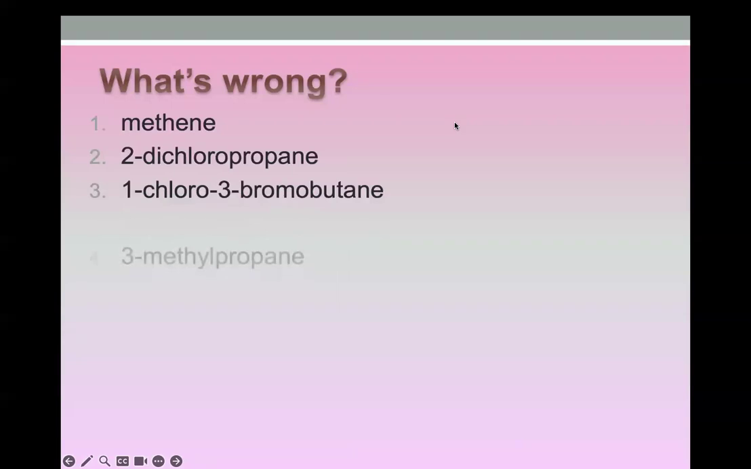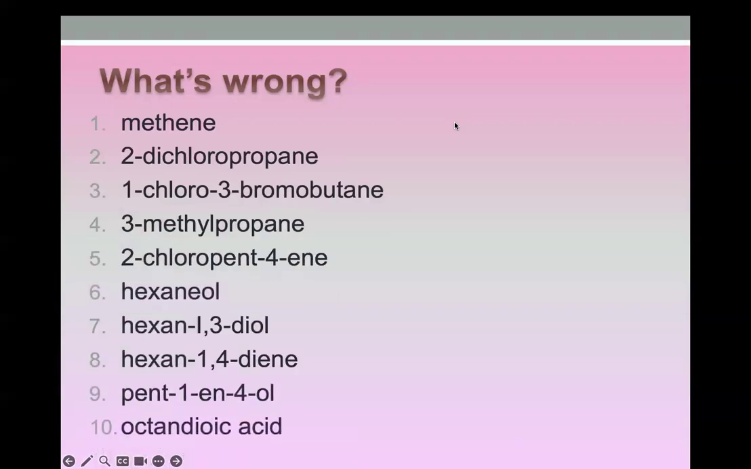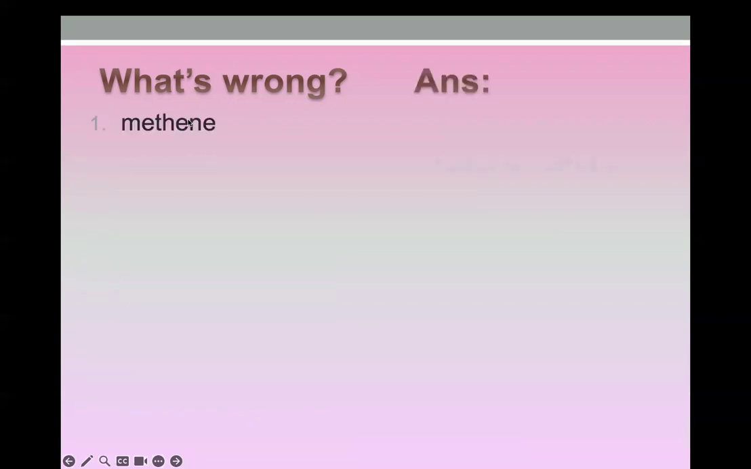So you may consider what's wrong with the following ones, and then I will show you the answer later. So you may pause it and think about it. Now, the answer is we don't have methene, because the first member, methane, is not present in the world. C=C double bond means starting with 2 carbons already. So it should be ethene for the first member.